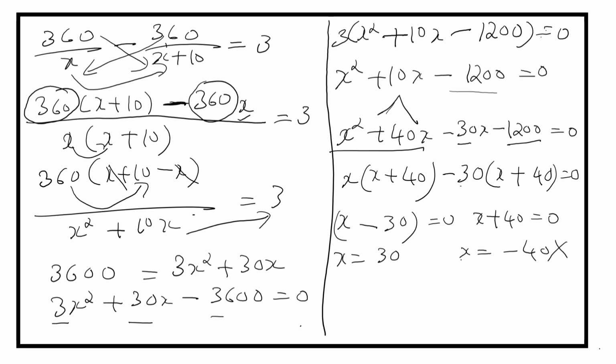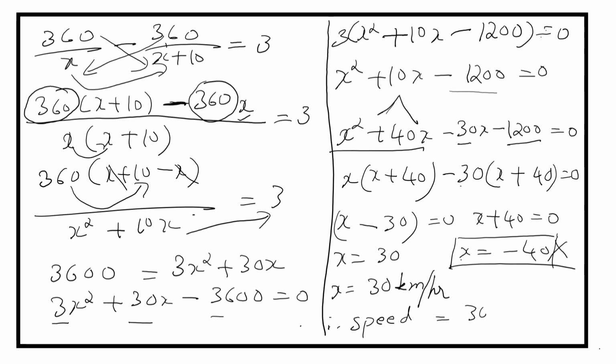We cannot have this negative speed. They have asked us speed, no? Not velocity here. If they had asked velocity, it could have been, but they have asked speed. So x is equal to 30. Therefore, the speed of the bus is 30 kilometer per hour.